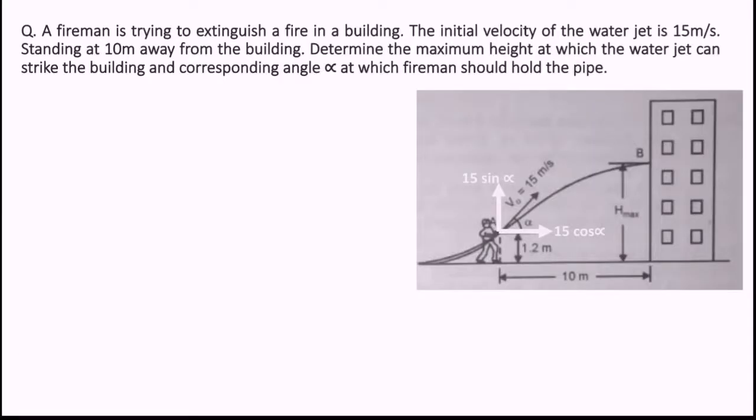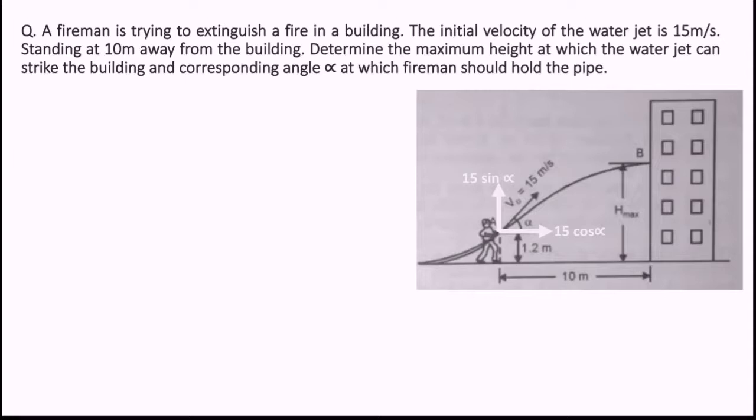The question is, a fireman is trying to extinguish a fire in a building. The initial velocity of the water jet is 15 meters per second, and he is standing 10 meters away from the building. Determine the maximum height at which the water jet can strike the building and the corresponding angle alpha at which the fireman should hold the pipe.